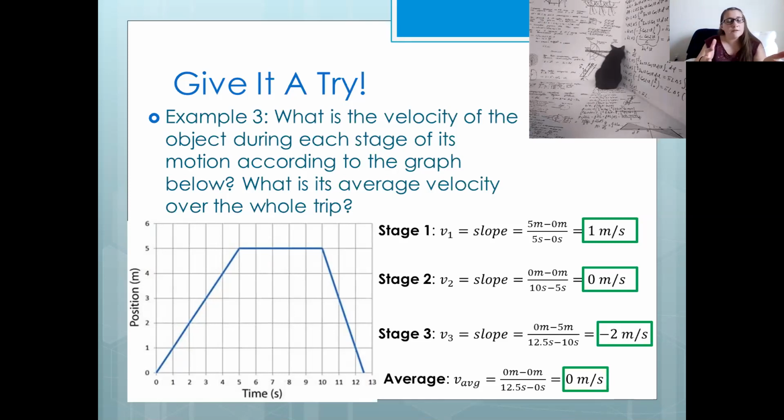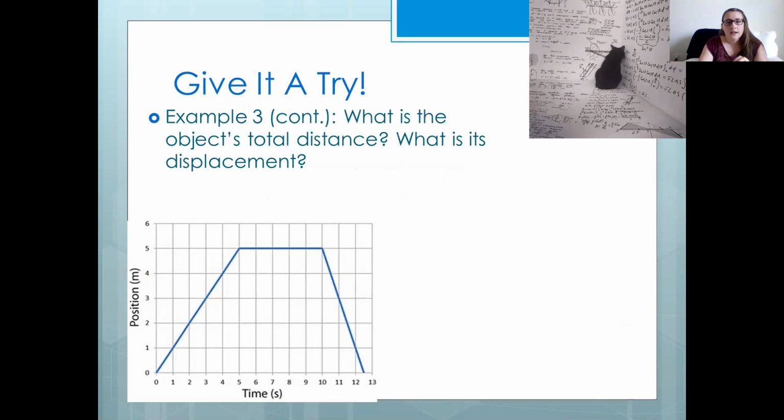So it looked like a lot of you got that. You came to those conclusions, which is great. Good job. Remember, always you must include the negative signs in your answers, because that tells us about the direction. Okay, so still thinking about this, what is the object's total distance and what is its displacement?